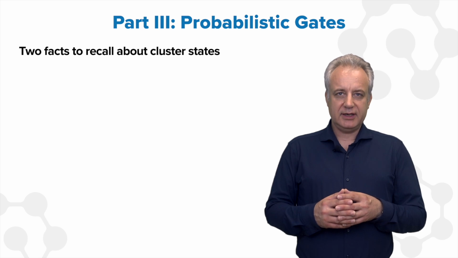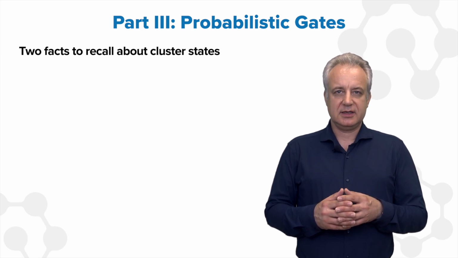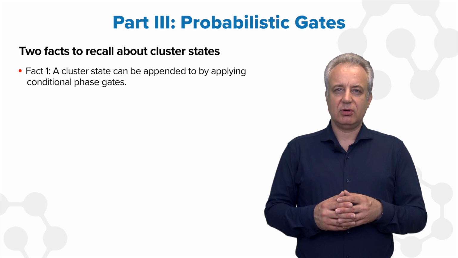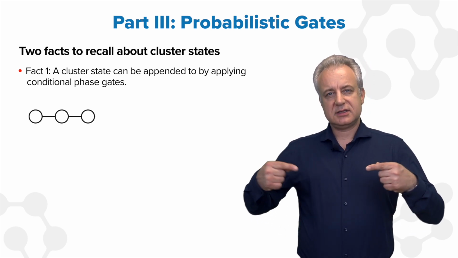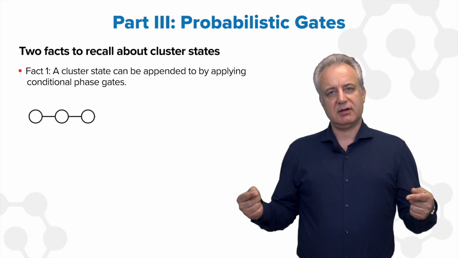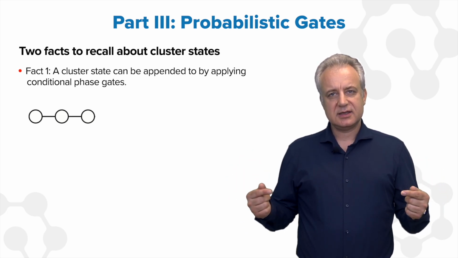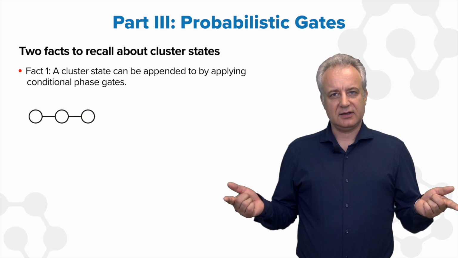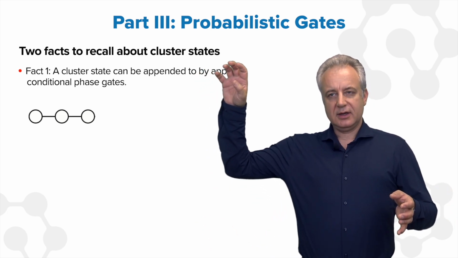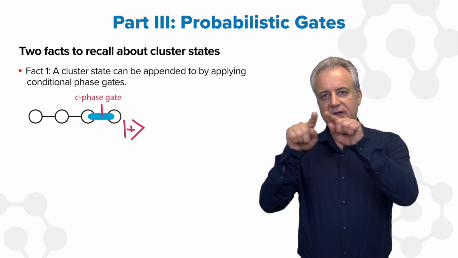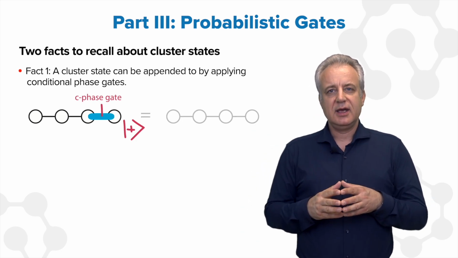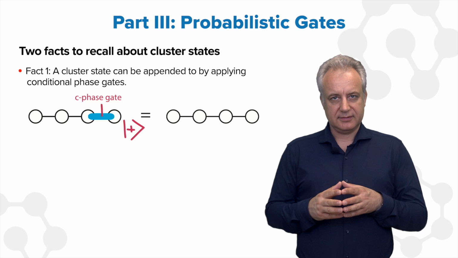And we have already seen those facts in lecture number 1. So the first fact is about growing a cluster state. We have seen that cluster states are made by the Ising interaction. And in terms of gates, this is conditional phase gates. So we put a cluster qubit there in an eigenstate of sigma x, and we connect it by a conditional phase gate, and we have grown our cluster state. So this is fact number 1.